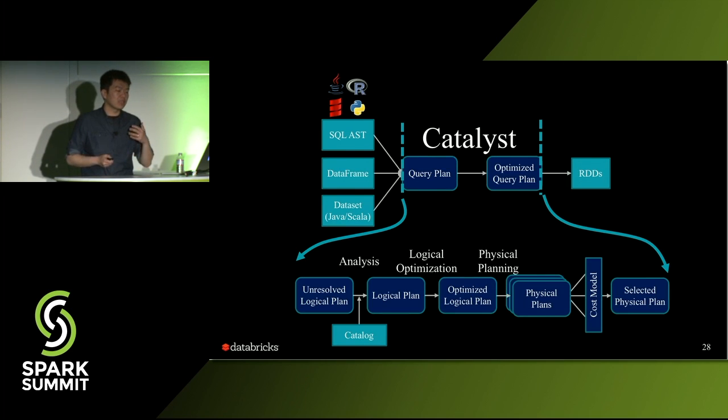So now I have introduced trees and the transformations in Catalyst. Let's see how Catalyst exactly transforms a user program to an optimized version that is ready for execution. This process is done through three steps, which are analysis, logical optimization, and physical planning.